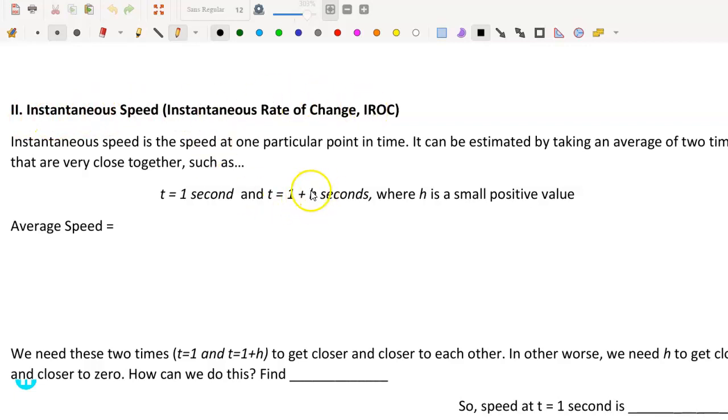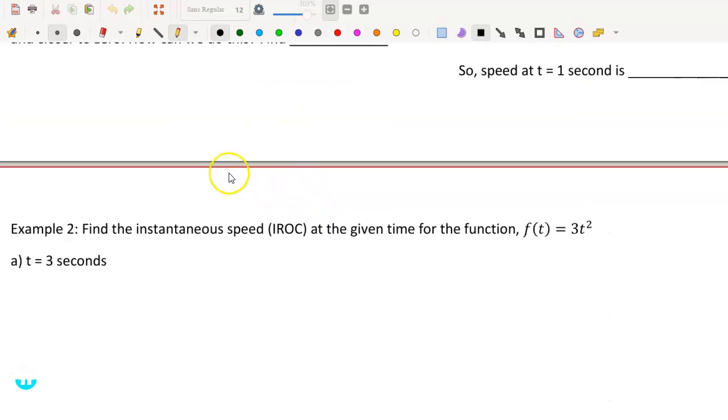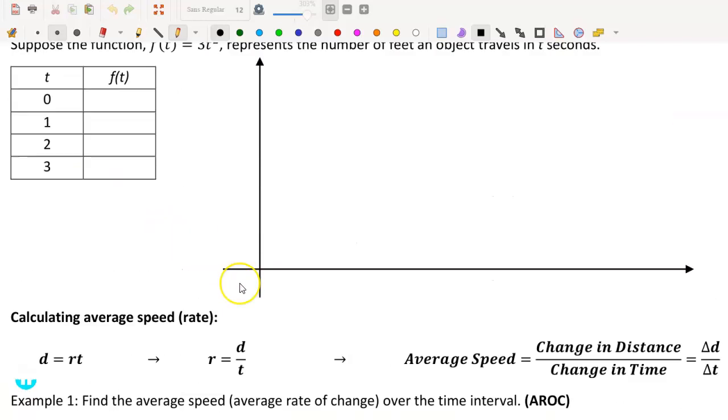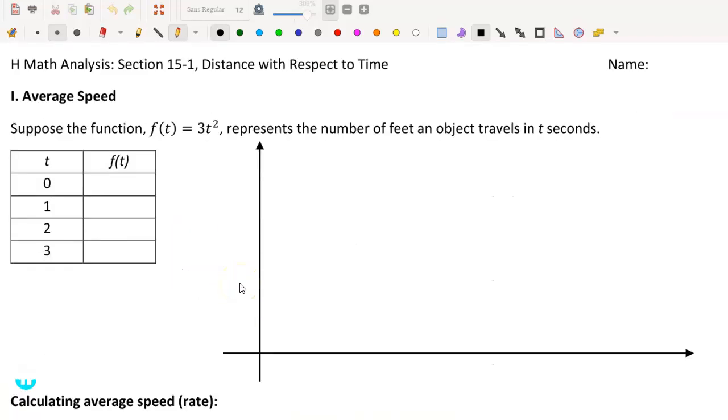And you can see that h I mentioned earlier, you're going to have a lot of h's and things like that in these problems today. And that just means a very, very, very small number. Just think about that. It's a very, very small number. That's all it is. But first, let's just start with the basics.